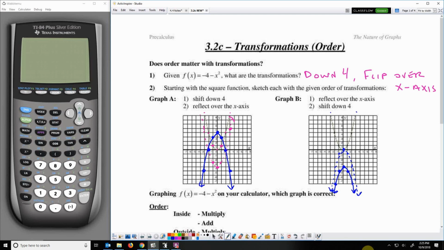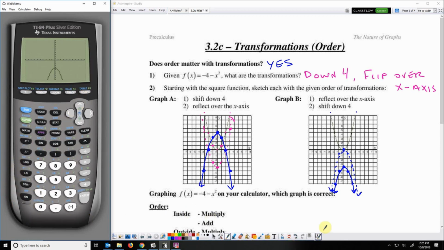So does order matter? Yeah, it definitely matters. Does order matter with transformations? Definitely yes, because when I change the orders, the graphs did not look the same. So let's go to the calculator and see which one is correct. So y equals negative 4 minus x squared. And graph.